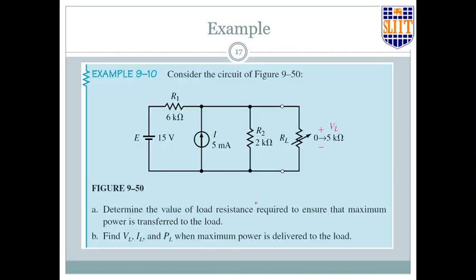Right. An example. Consider the circuit of figure 9 point, this one, right, and determine the value of load resistance required to ensure that maximum power is transferred to the load. Find VL, IL and PL when maximum power is delivered to the load, right?